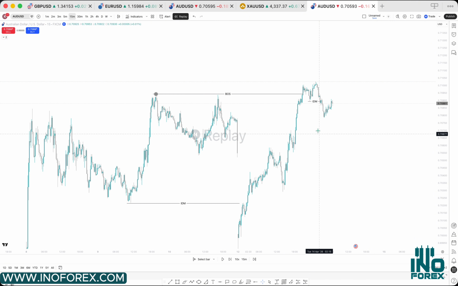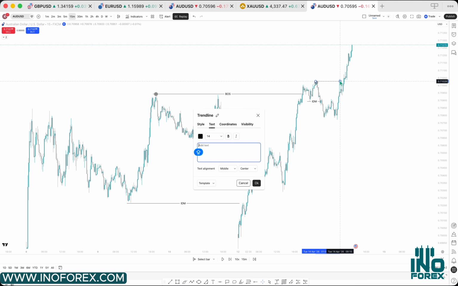As you see, market takes this low. Here market takes inducement, so this high becomes a higher high. If market breaks this high, we mark a break of structure. Market breaks this high, so this is a break of structure, BOS.